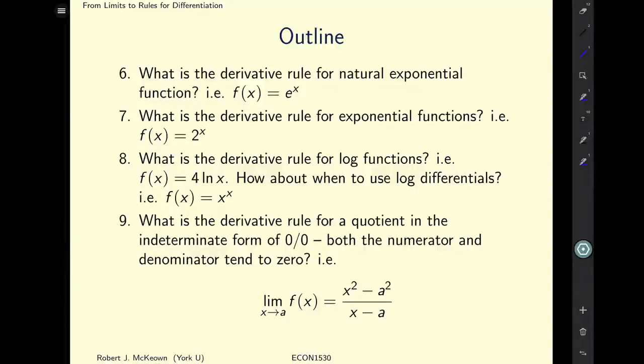These are rules that you memorize. There might be some intuition to them, but for the most part, you're going to memorize them, and then you're going to apply those rules to specific problems. And we're going to do that in the video. You're going to do that when we have our weekly Zoom sessions, and you're going to do that on term test 2 and the final exam.